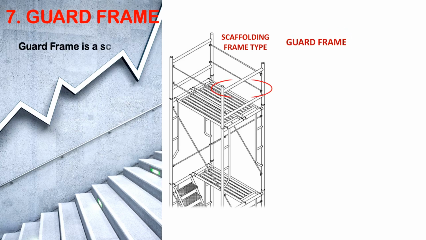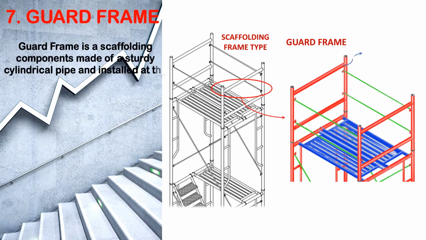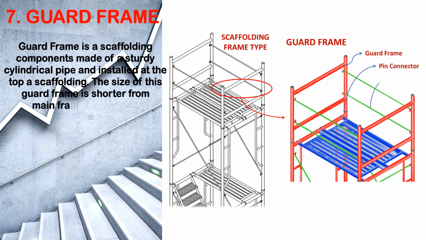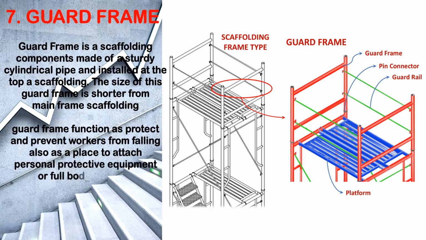Number 7. Guard frame. Guard frame is a scaffolding component made of a stainless cylindrical pipe and installed at the top of the scaffolding. The size of this guard frame is shorter than the mainframe of the scaffolding. Guard frame functions to protect and prevent people from falling, also as a place to attach personal protective equipment or a full body harness.